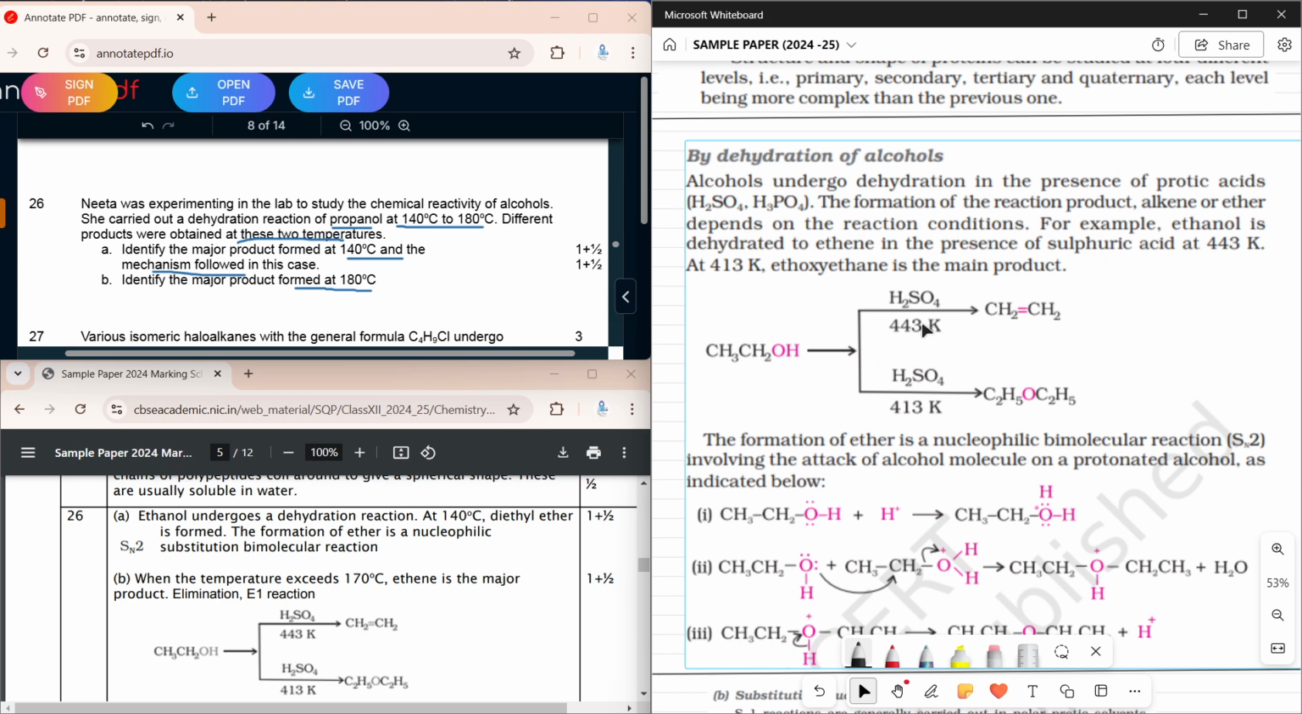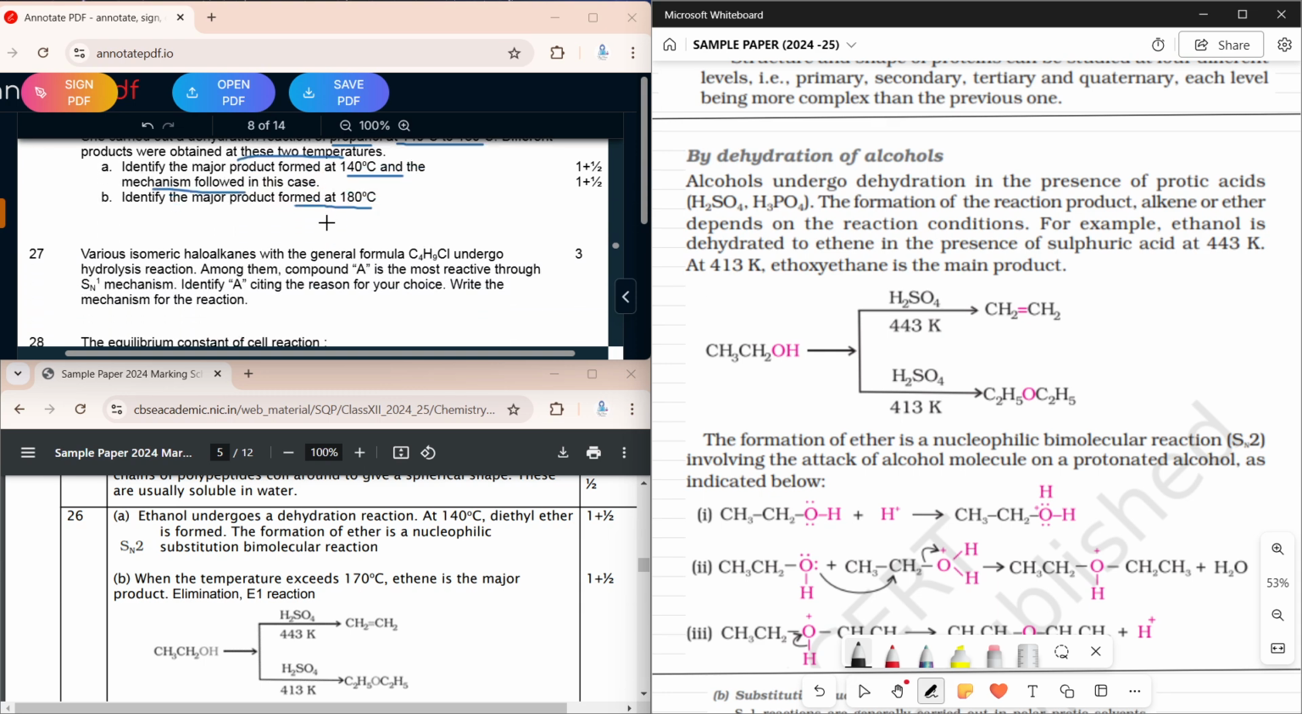In this case, because at a high temperature, it undergoes the process of elimination. So it undergoes E1 elimination actually. And so it leads to the formation of CH2. So you just need to mention what the product is, ethene and diethyl ether, and you should be perfect.